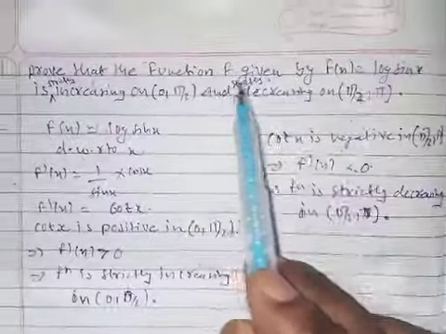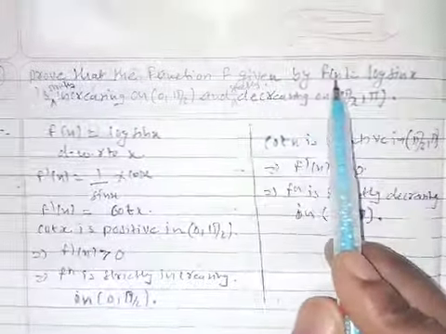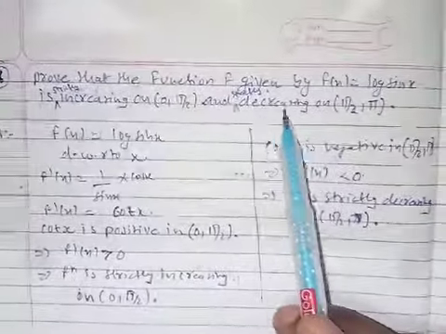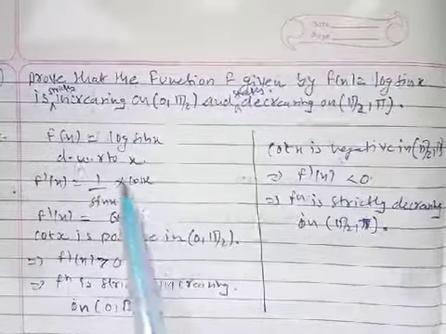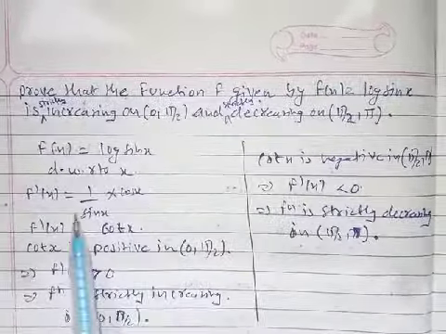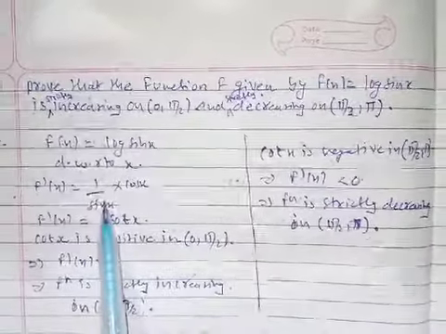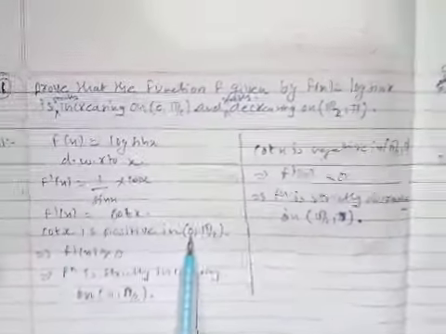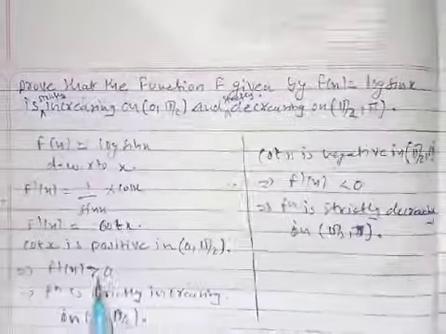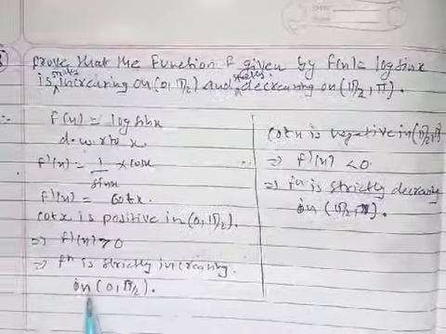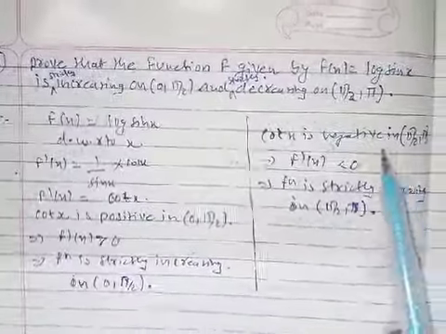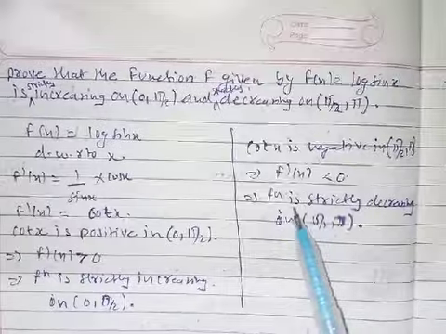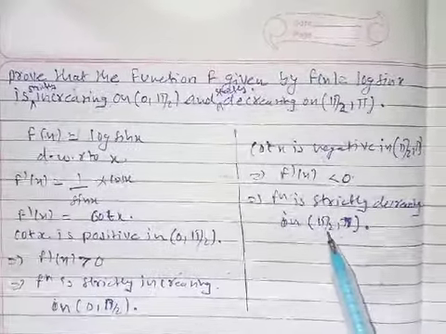Prove that the function given by f(x) is equal to log sin x is strictly increasing on the interval 0 to pi by 2 and strictly decreasing on the interval pi by 2 to pi. f(x) is equal to log sin x, f dash of x is equal to, what will you get, 1 upon sin x into cos x. So f dash of x is equal to cot x. Cot x is positive in between 0 to pi by 2, so f dash x is greater than 0, so the function is strictly increasing on 0 to pi by 2. The cot function is negative between pi by 2 to pi, so f dash of x is less than 0, so the function is strictly decreasing on pi by 2 to pi.